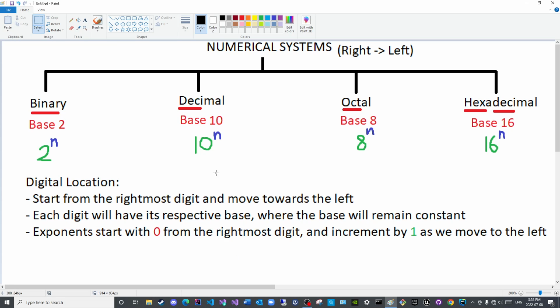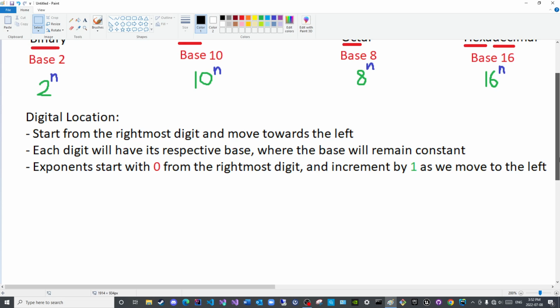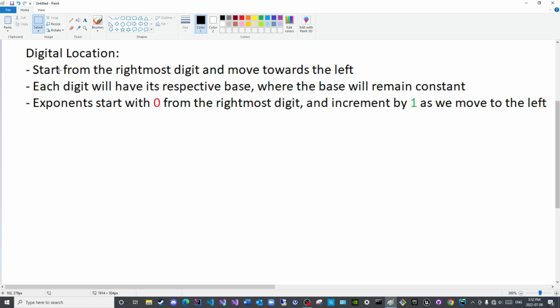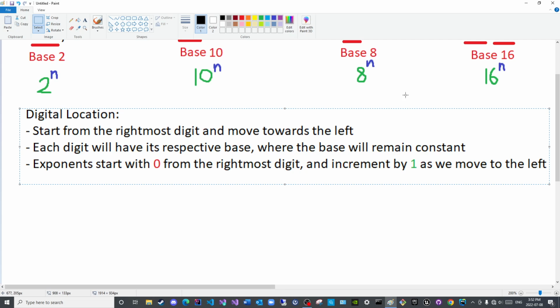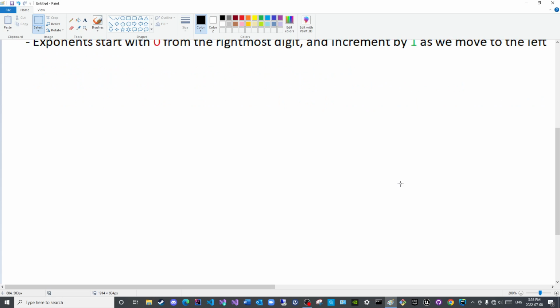Let us cover an example for binary, an example for decimal, an example for octal, and an example for hexadecimal before we end. We will not discuss the rules for each system yet, but I would like to implement these three rules for each system so that we cement the information in our minds.